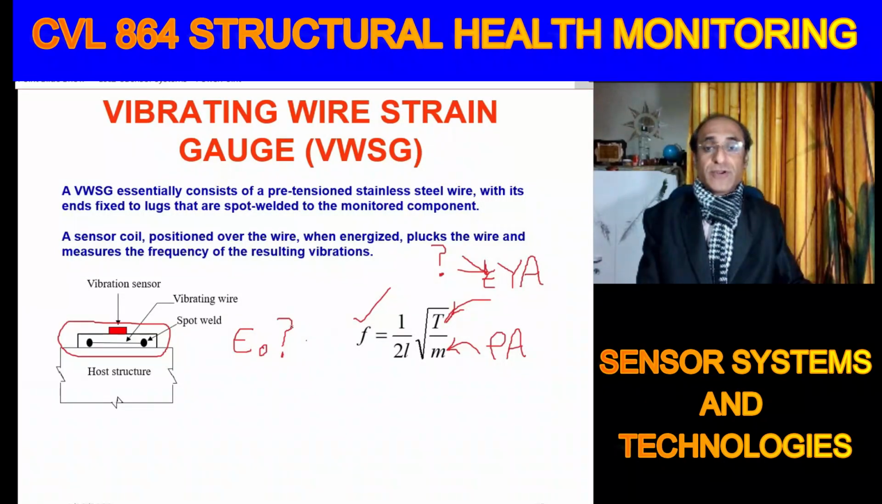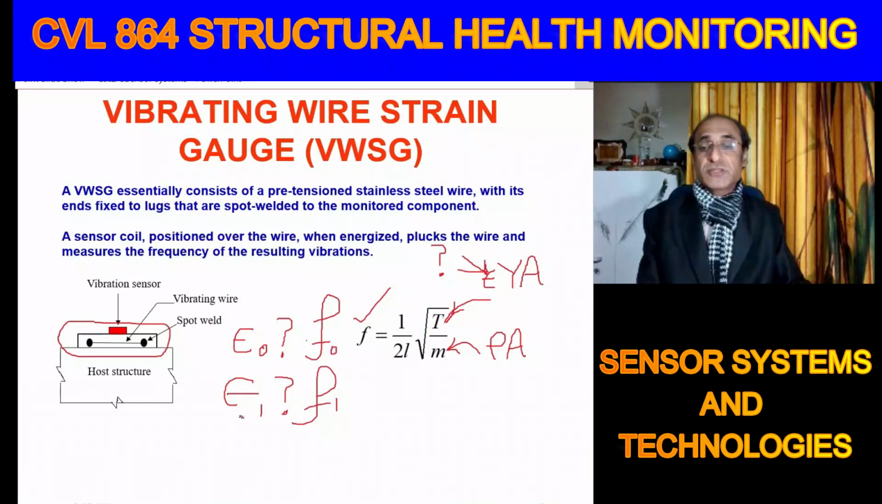So you have already measured the reference strain corresponding to the original frequency f0. All you have to do is, after the component or the host structure is under some strain, measure the frequency again. Let's say it's now f1, and from the measured frequency you can again calculate the strain in the wire. So earlier the strain was epsilon naught, and now the strain has changed to epsilon 1.